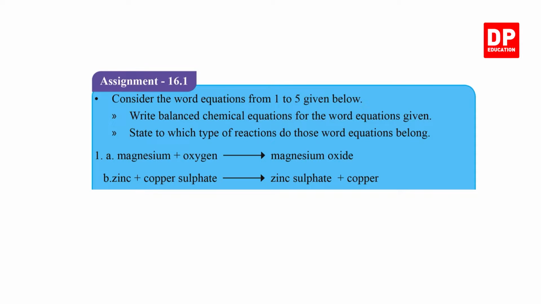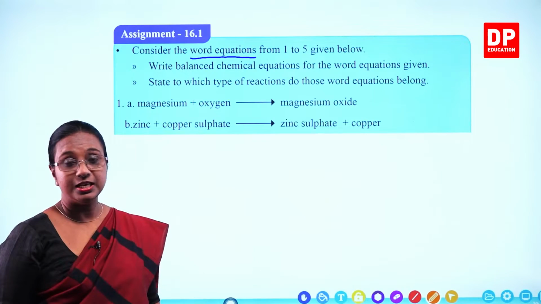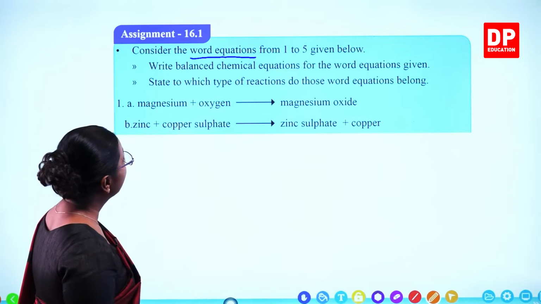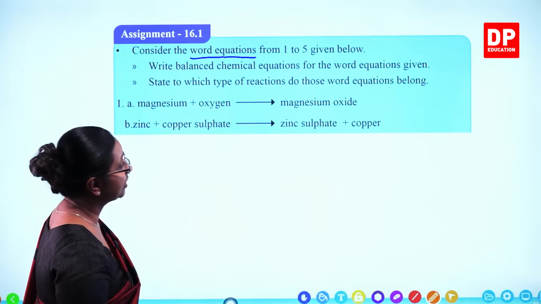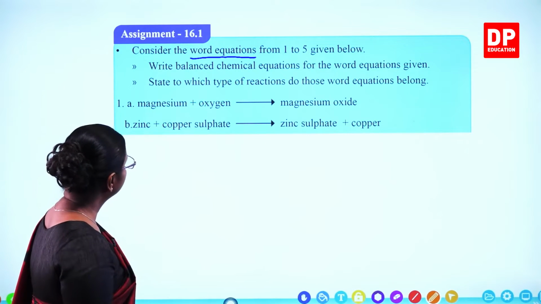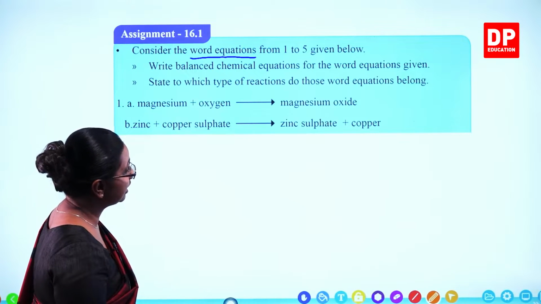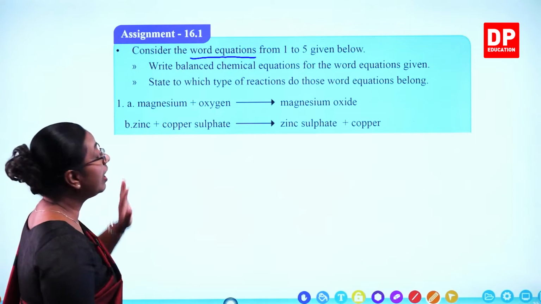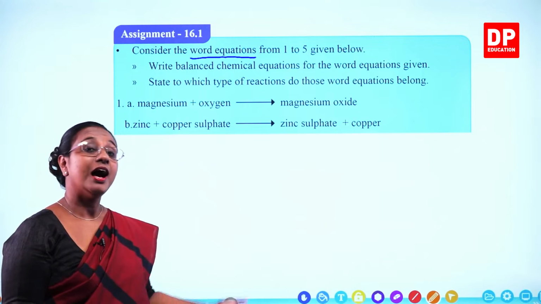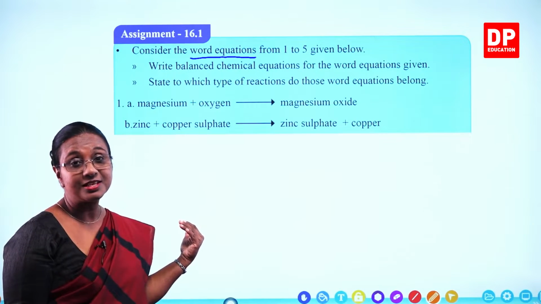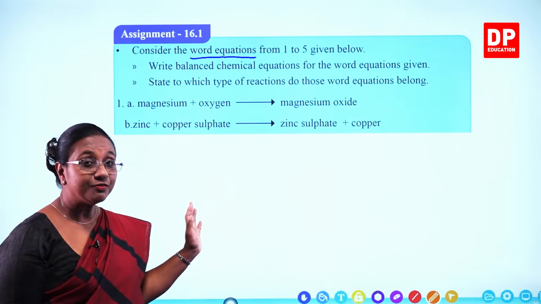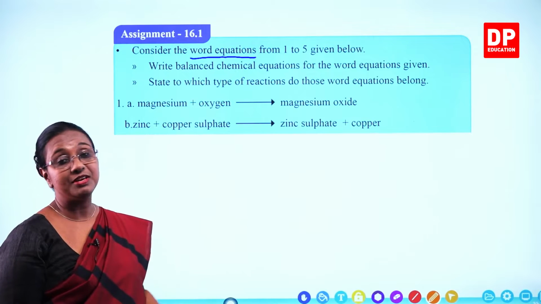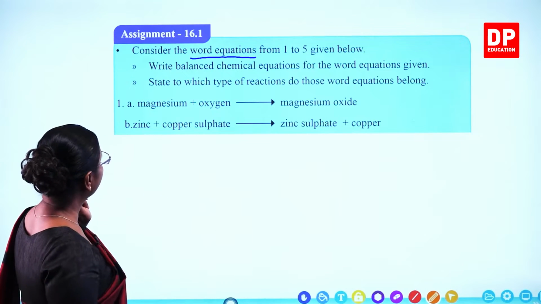So you have this assignment given in your textbook, assignment 16.1. Consider the word equations from 1 to 5 given below. You need to write the balanced chemical equations for the word equations given, and state to which type of reactions those word equations belong. So you need to identify the type of reaction as well. I did that for you all in the previous slide as well. We identified what type of reactions they are and then we balanced the reactions. So let's look at the reactions.